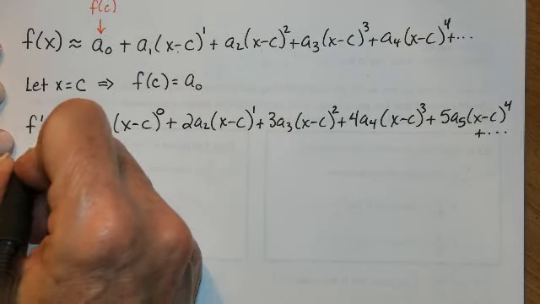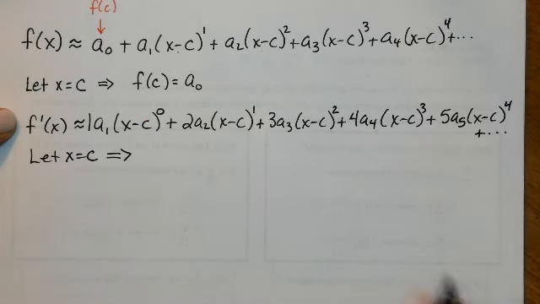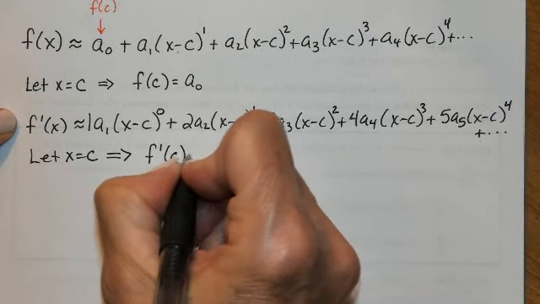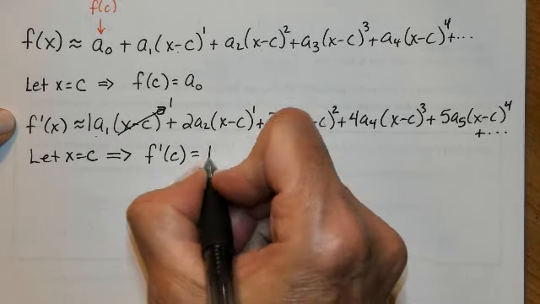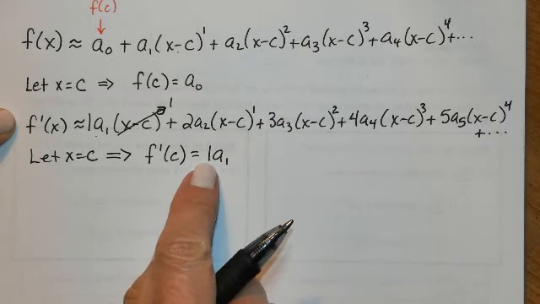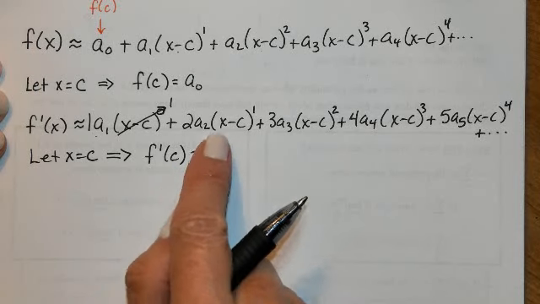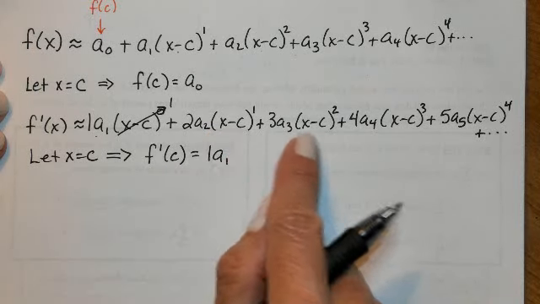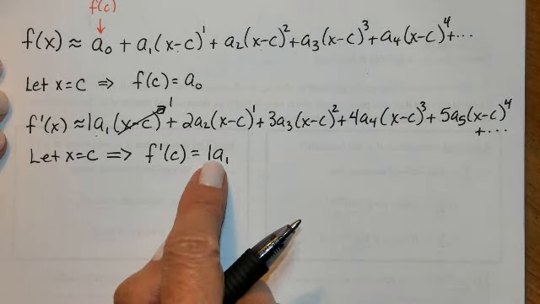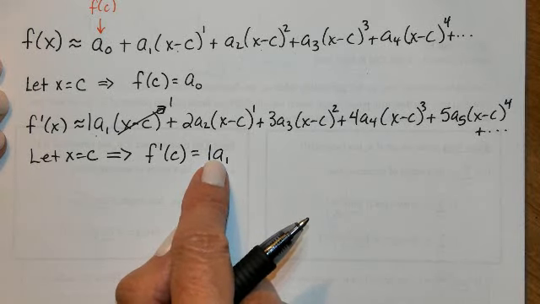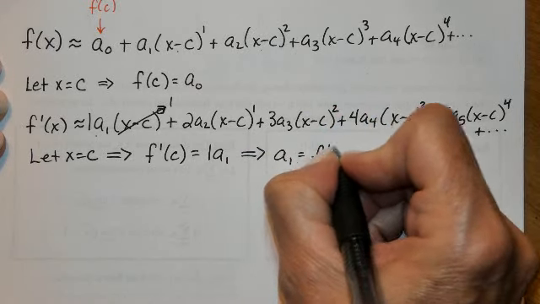So now we're going to let x equal c again. If we let x equal c, then we would get f prime of c is equal to, remember this is just a 1 right here, so that would be 1 a sub 1, and I know that you could just call it a sub 1, but bear with me. This term, when we put x equals c in, zeros out, this zeros out, this zeros out, this zeros out, so we get f prime of c is equal to a sub 1, all right? So a sub 1 is equal to f prime of c.